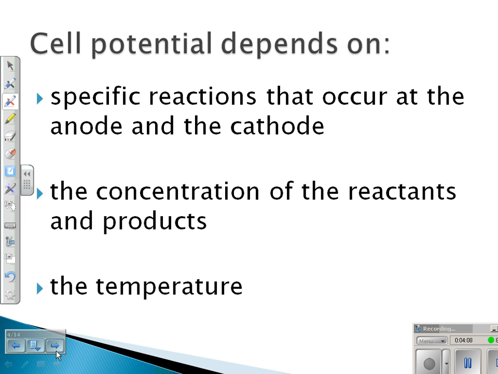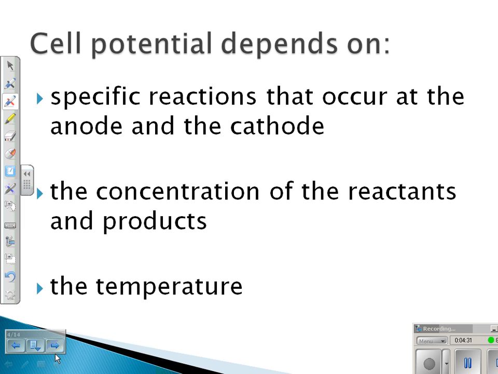All right, so these are the three things that cell potential depends on. It depends on what's inside the beakers and what type of electrode, or piece of metal, you have sticking in your beakers. It depends on the concentration of the reactants and the products, and it depends on the temperature. Okay, so all three of those factors are important. We're going to get into changing some of those factors tomorrow as well.